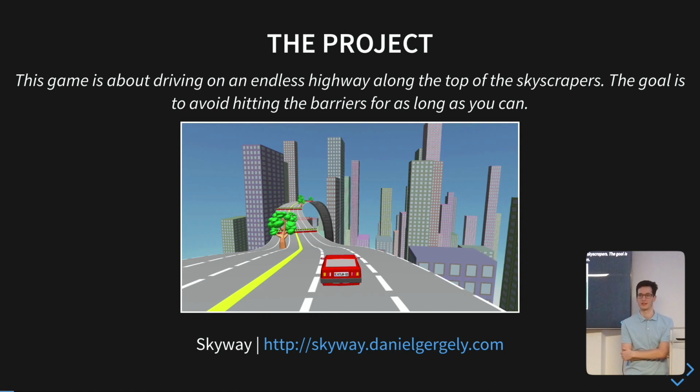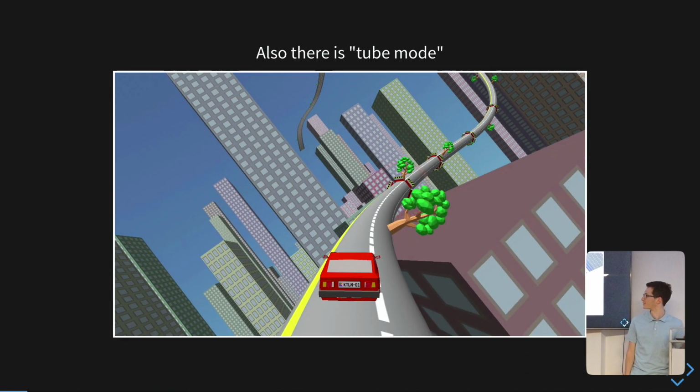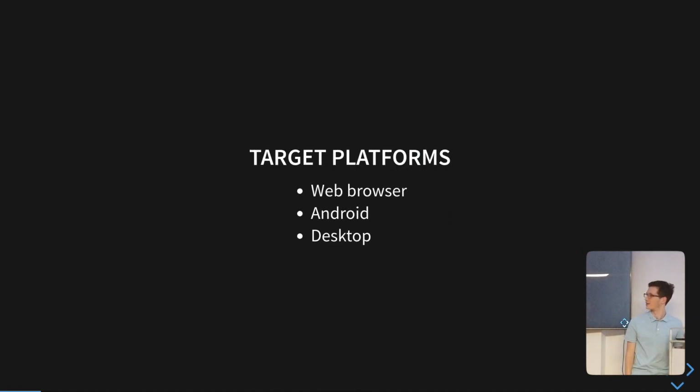The game is basically an endless runner. You are driving a floating car on a floating highway on the skyscrapers, and the goal of the game is to drive for as long as you can while avoiding hitting the barriers. So the road is randomly generated. It looks pretty much like this, but also there is this queue mode where you can go around the road in a circle.